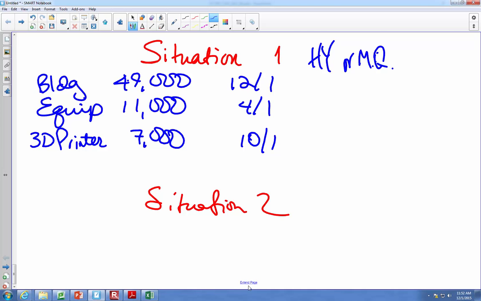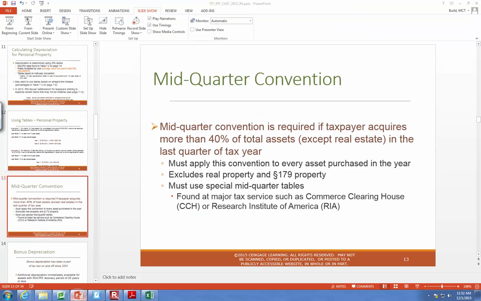Okay, so go back and look at what the questions are. That's good to do an example. So let's go back and look at this. What it says is mid-quarter convention is required if the taxpayer acquires more than 40% of total assets except real estate in the last quarter. You must apply this convention, if it applies, to every asset purchased in the year except for real estate.